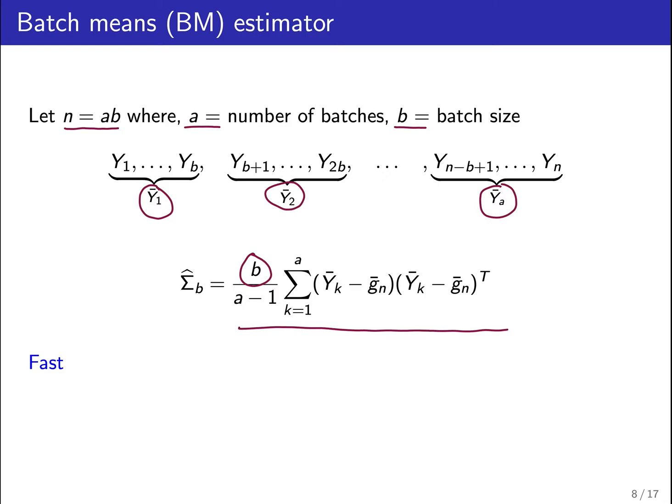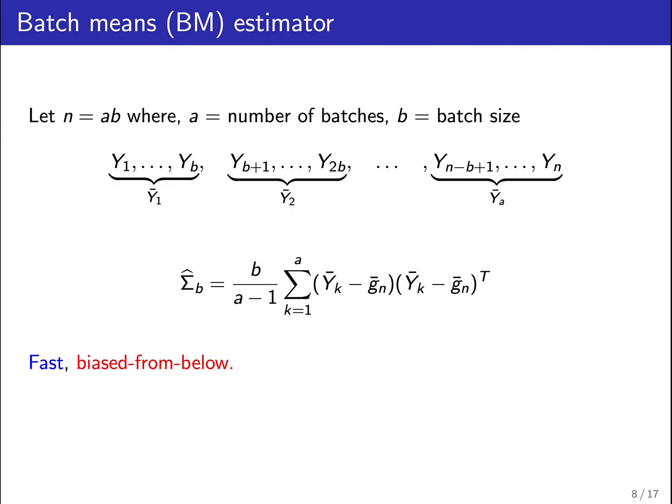Okay, and this estimates sigma, and there's a rich amount of literature on nice asymptotic properties of this estimator. The good news is that it's fast. It's quite fast. The bad news is that this also is biased from below, in a very similar way that the spectral variance estimator is biased from below. And essentially, part of the intuition is that we're only considering batches up to b and not beyond from b up until n. That's one source of bias, for example.